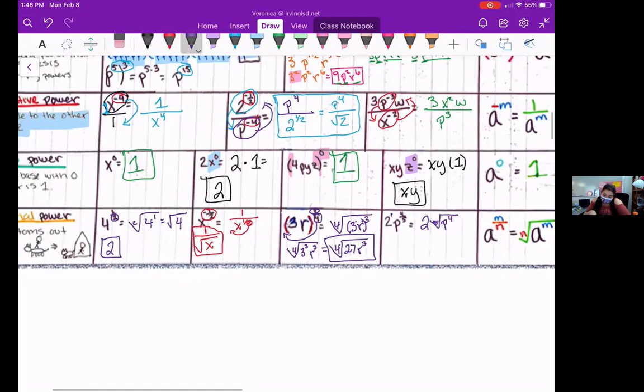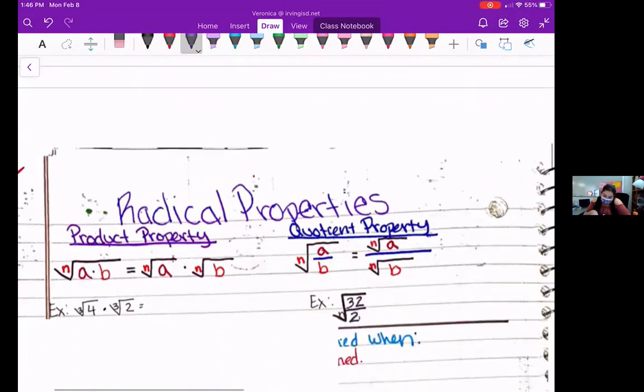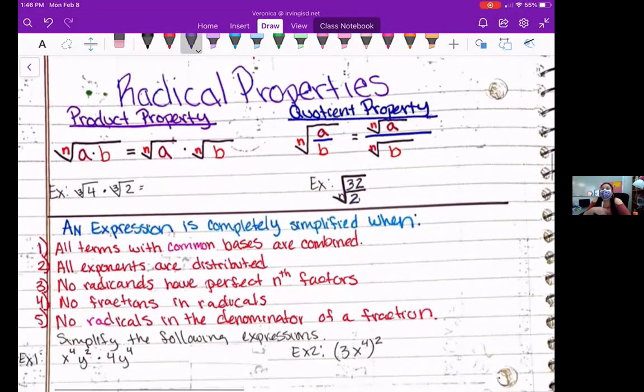Okay, moving on. Okay, so radical properties, they're pretty much as the rules above. The only difference is that I'm just explaining it with radicals, right?